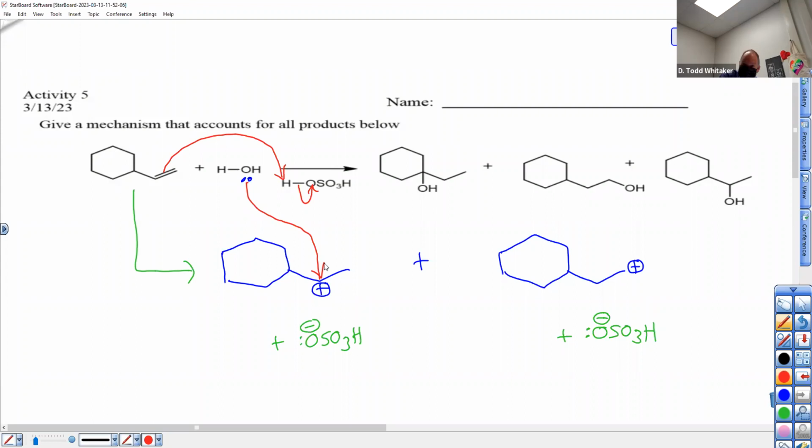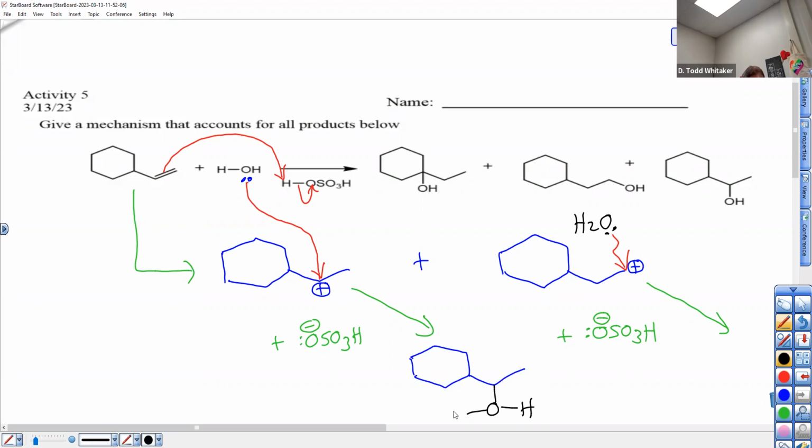Okay. So one of the waters did this. There's water everywhere here, people. Draw me another water. Put a lone pair on it. Attack the other carbon. And draw me the resulting oxonium ion. The resulting oxonium ions have the O attached to the carbon and 2 H's still on the O. That's oxonium.